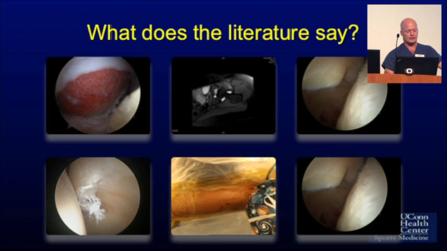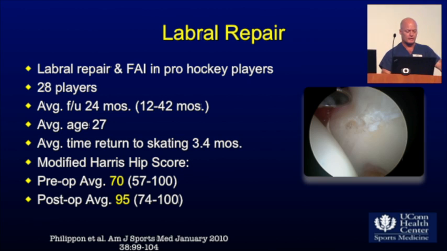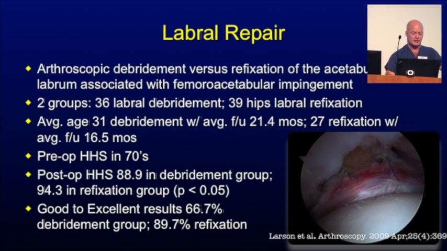Literature says, labral repair definitely. There's great literature out there, more and more every year. Labral repair and FAI in pro hockey players. Here's one of Philippon's papers showing a significantly increased Harris hip score from 70 to 95 in a 2-year period. Again, Larson's study, HHS score in the 70s rose to 88.9, good to excellent results in 2/3 with the debridement group versus almost 90% with refixation.